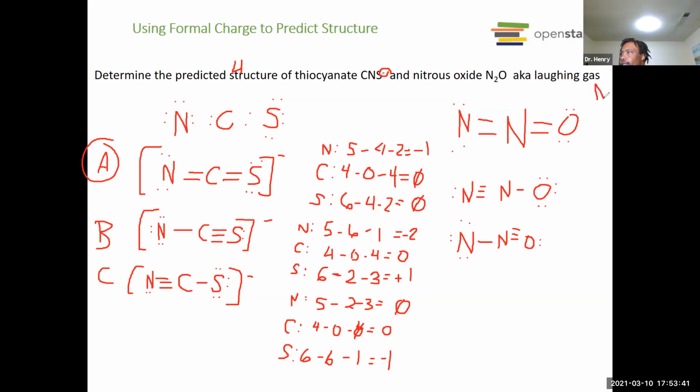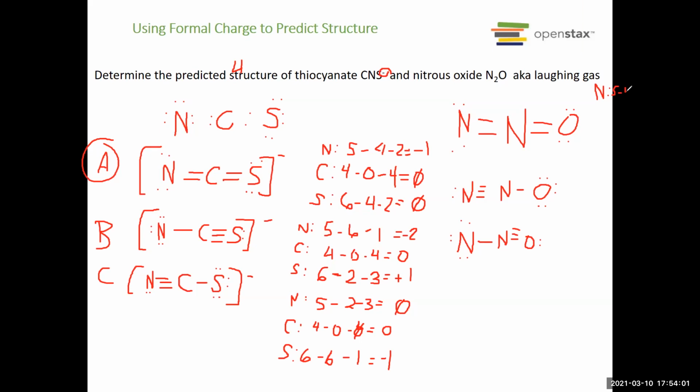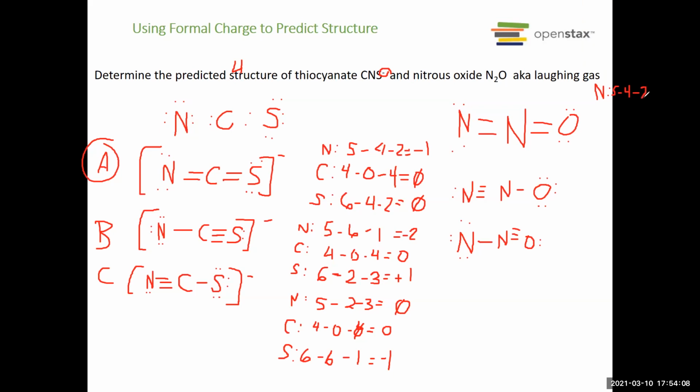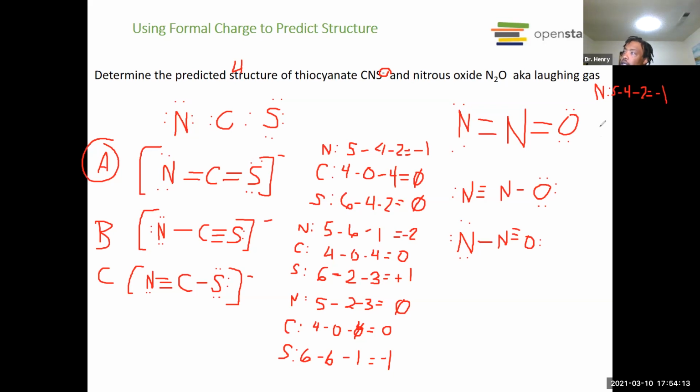this first N, this N over here, it's 5 minus how many lone pairs? 4 for nitrogen. 4, okay, minus how many bonds? 2. That equals -1.